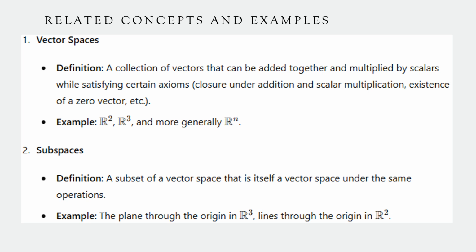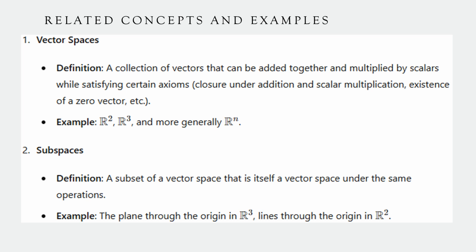Some related concepts and examples with vector spaces: the definition is a collection of vectors that can be added together and multiplied by scalars while satisfying certain axioms. Those being closure under addition and scalar multiplication, existence of a zero vector, etc. An example would be R squared, R cubed, and more generally, R to the n power. And the next is subspaces.